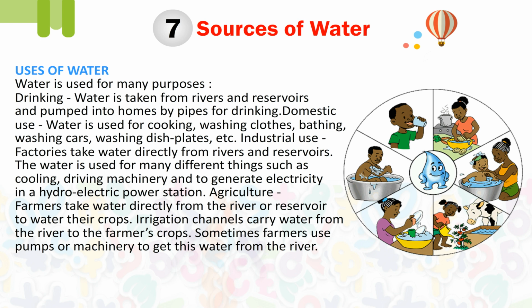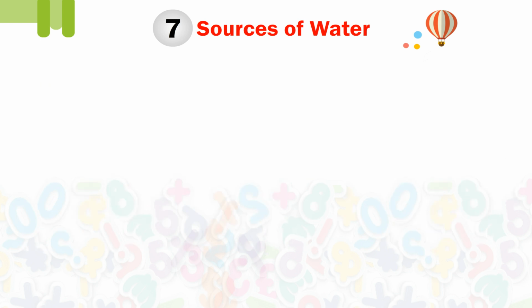power station. Agriculture. Farmers take water directly from the river or reservoir to water their crops. Irrigation channels carry water from the river to the farmers' crops. Sometimes farmers use pumps or machinery to get the water from the river.